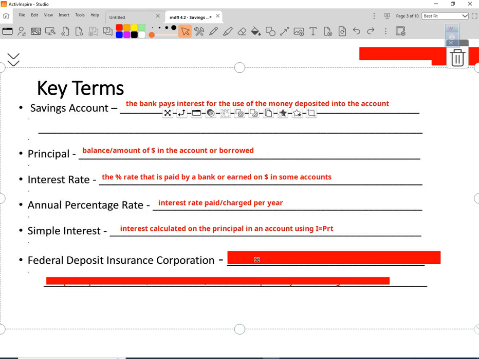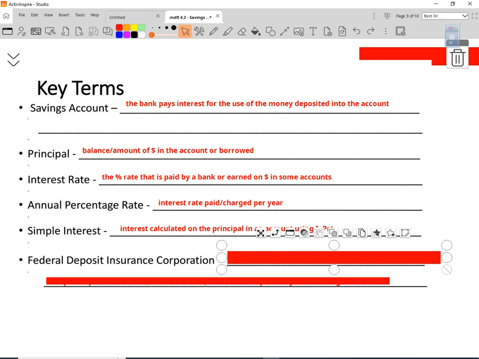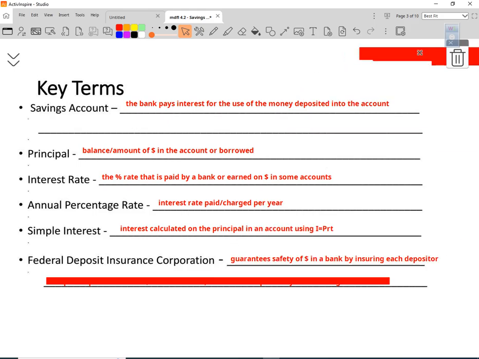Federal Deposit Insurance Corporation, so FDIC, you might have seen at your banks. This is something where the federal government will insure your money. So if you deposit money, banks are just businesses, and sometimes they can close down. If they fail, if they close down because they're no longer profitable, and your money is not insured by the FDIC, then you might lose your money even though you think you had it safe in a bank.